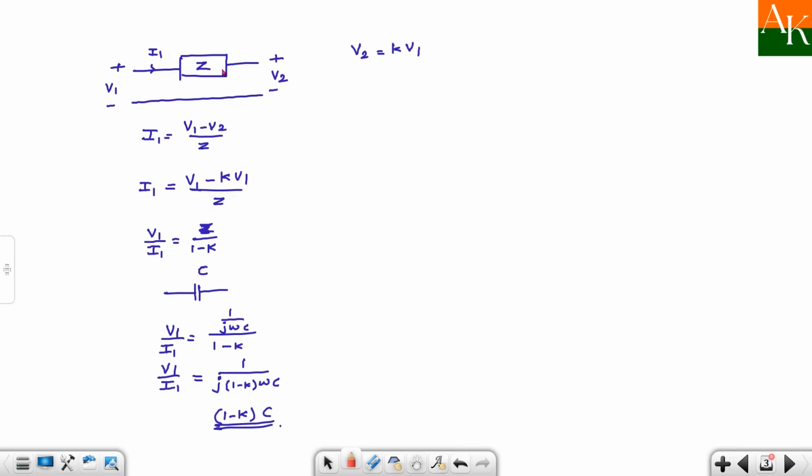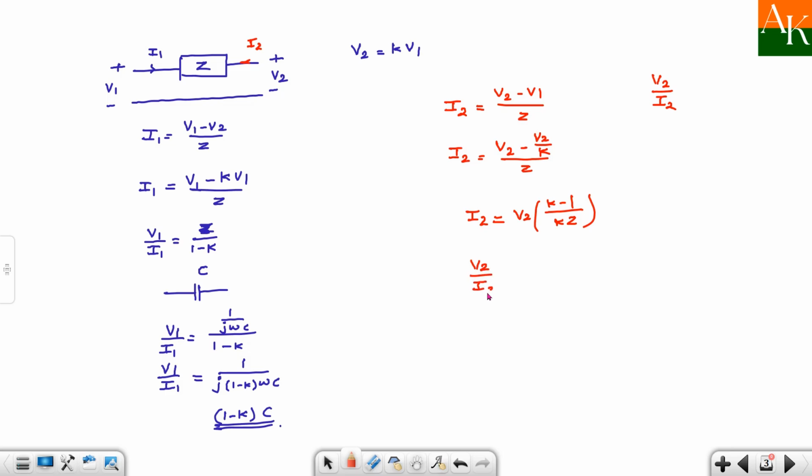Similarly, now we have to see what part will come at the output side. So we have to write down the equation for I2. Where is I2? It is here. What will be the formula for I2? (V2 minus V1) by Z. Now find out the ratio of V2 by I2. For that purpose, substitute for V1. So I2 is nothing but (V2 minus V2 by K) divided by Z. So V2 you can take outside and this will become (K minus 1) divided by KZ. So the ratio V2 by I2 is nothing but K times Z divided by (K minus 1).